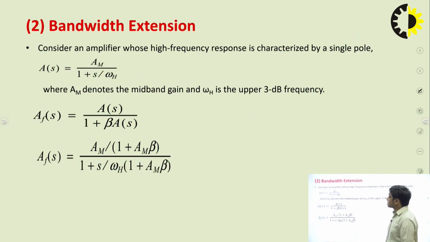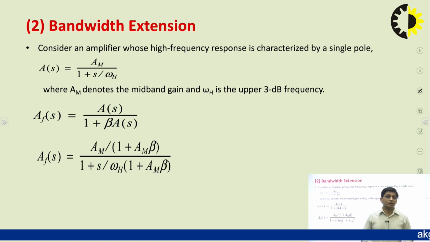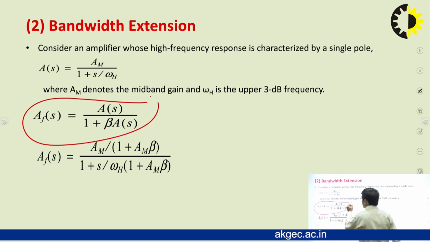Now the next one is bandwidth extension. Like I have mentioned, negative feedback increases the bandwidth of the amplifier. This was just the statement. Here we are going to derive it and understand how negative feedback is increasing the bandwidth of the amplifier. For that, again we are using the basic closed loop gain equation, that is A upon 1 plus A beta.